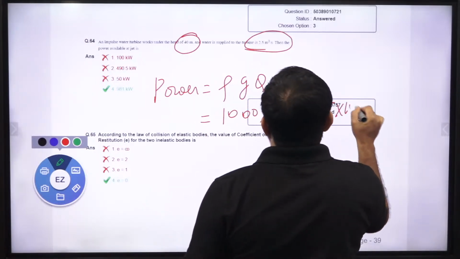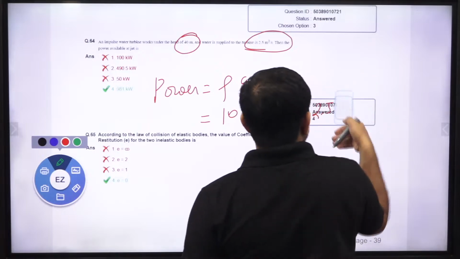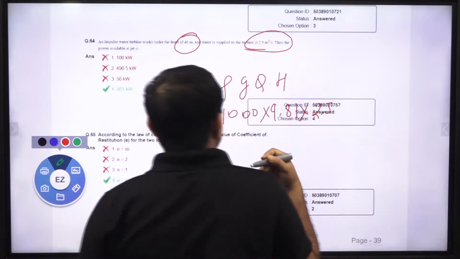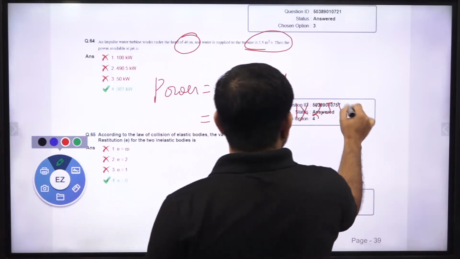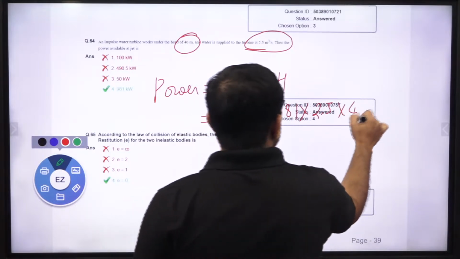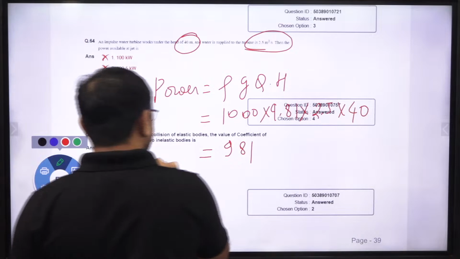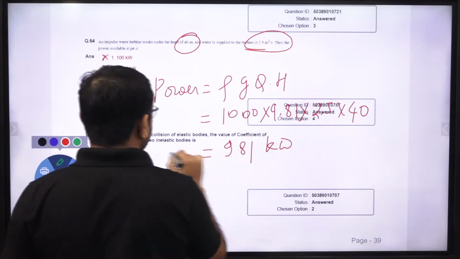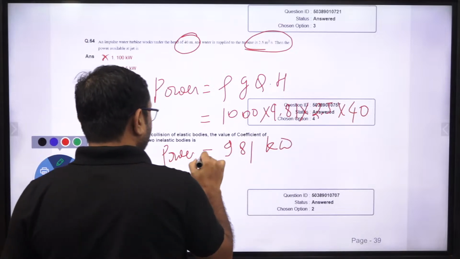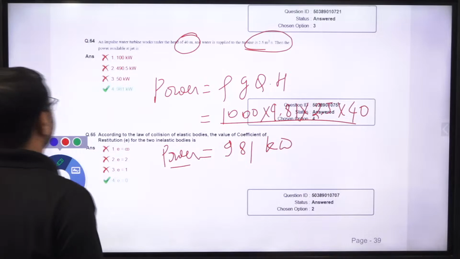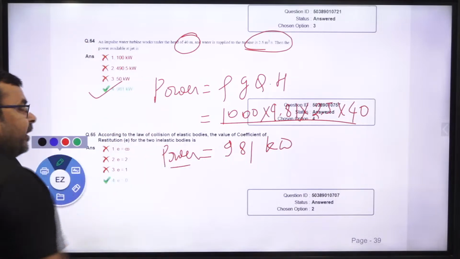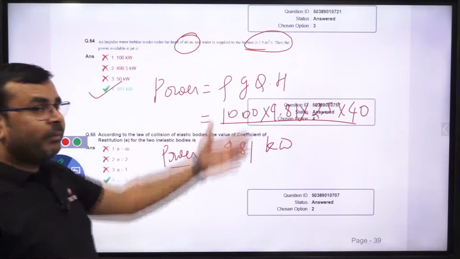2.5 meter cube, and each and everything is written in meter, so don't worry about this. And 40. If you solve it, then here you will get 981 kilowatt. Yes or no? Obviously you need to divide by 1000 for getting kilo power in kilowatt. So this is a formula based question.